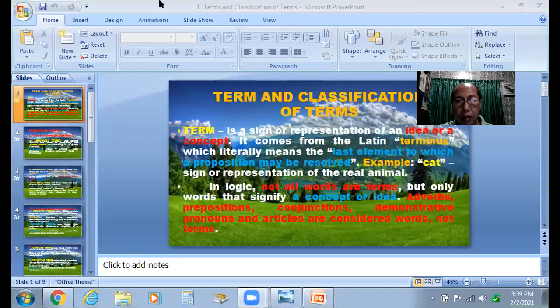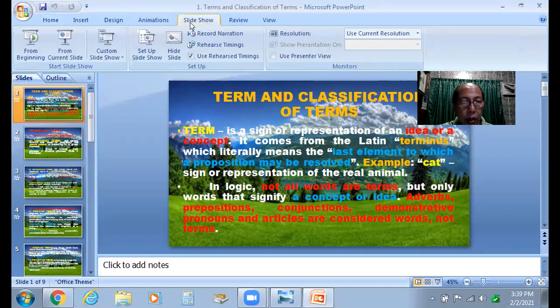Get card. Slideshow. Slideshow from the beginning.